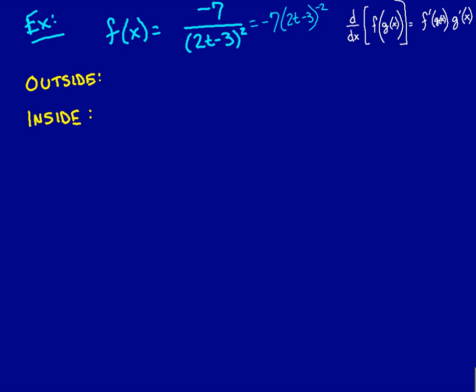Okay, so what I'm really looking at is this part right here for my function. My outside function would be, well, t's or x's, whatever, t to the negative 2nd power. The inside is, well, whatever that inside is, 2t minus 3.